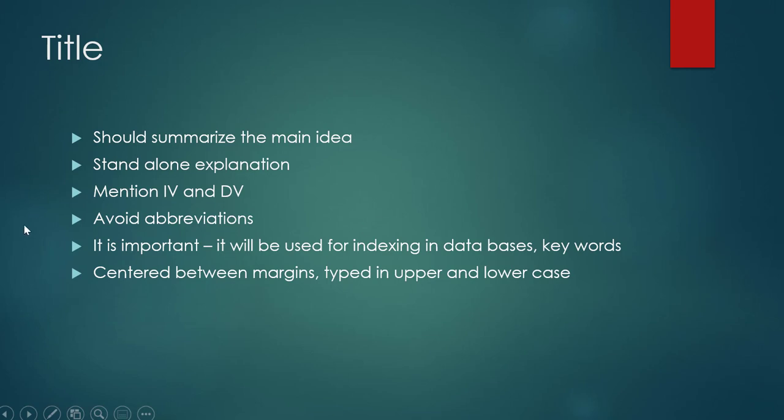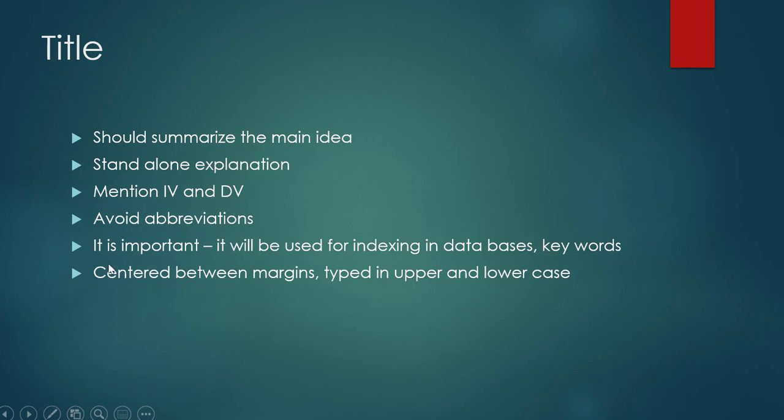So again, just to go over what the title should be like, it should summarize the main idea. It should be a standalone explanation. Avoid questions. Sometimes you'll see questions in titles of papers, but true APA would not really put a question. You're going to mention your independent and dependent variables. We want to avoid any abbreviations.